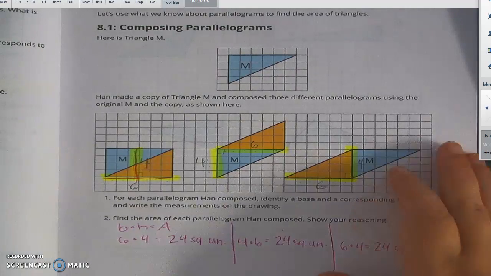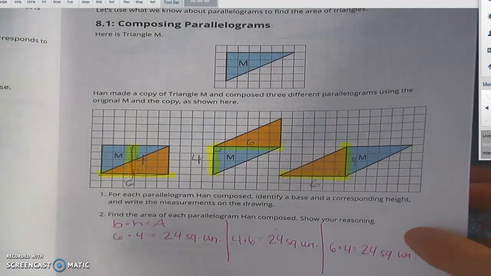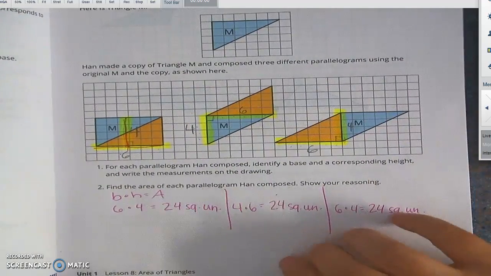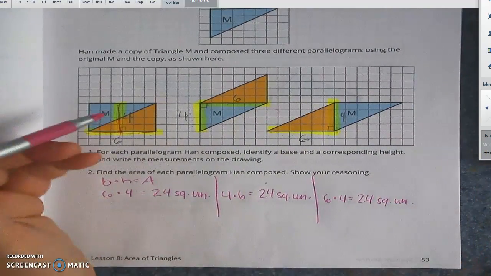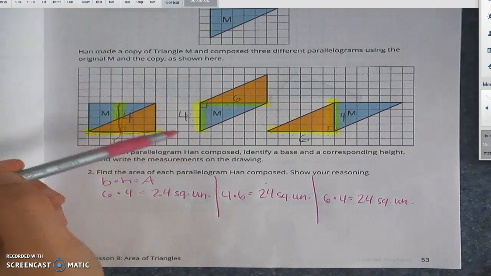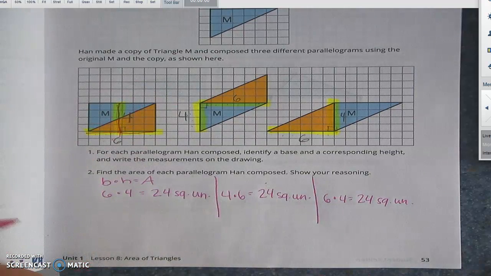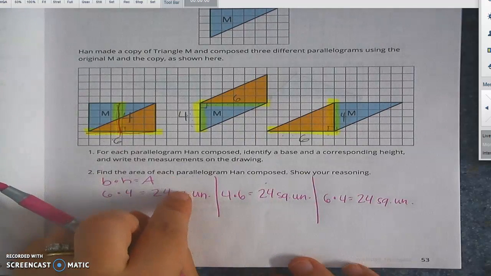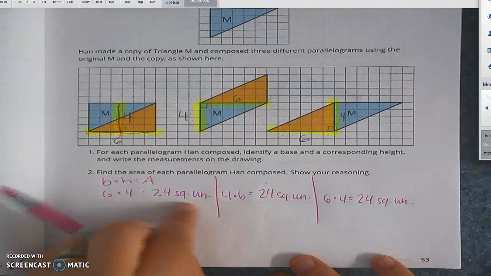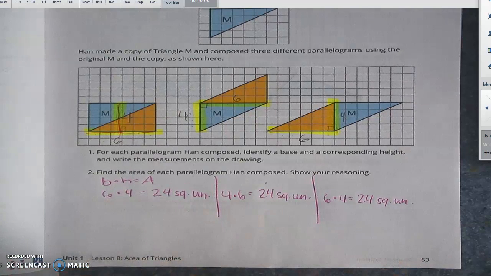Now, the book doesn't ask you this, but I am going to. Let's say that instead of finding the area of the parallelogram, what if I just wanted the area of one of the triangles? I want you to think for a second. What would we need to do if we know that the area of the whole parallelogram is 24 square units? What would we need to do to find the area of just one of the triangles?